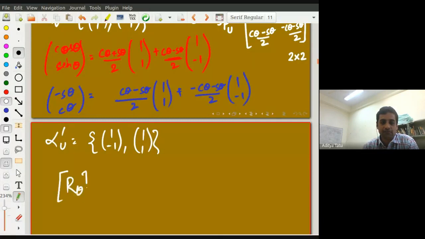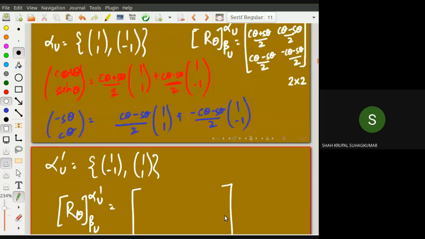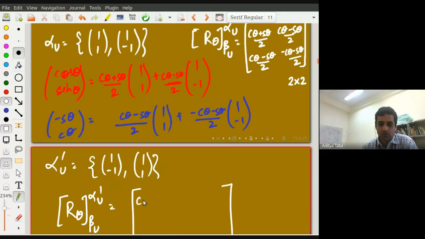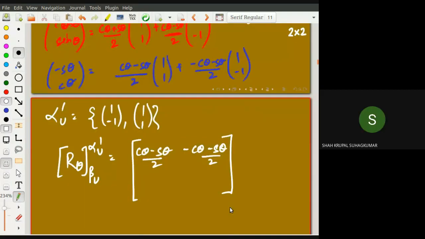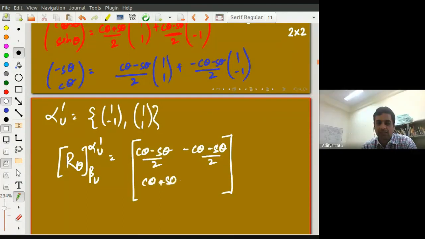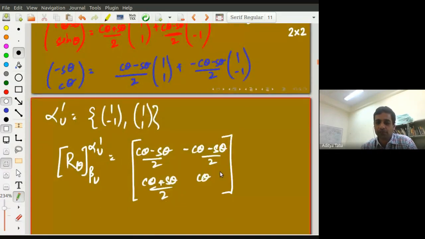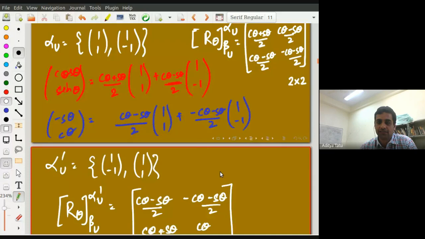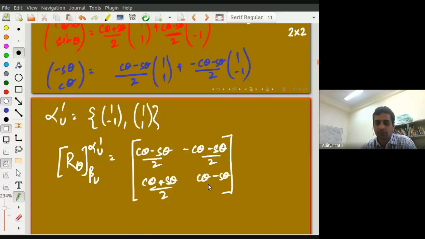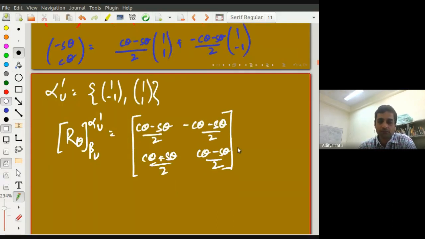So R theta beta u alpha u prime, what would that matrix look like? So we need to interchange the rows, right? Is that clear to everyone? Yes, sir. Okay, so you can again see the significance of the order in the basis set.